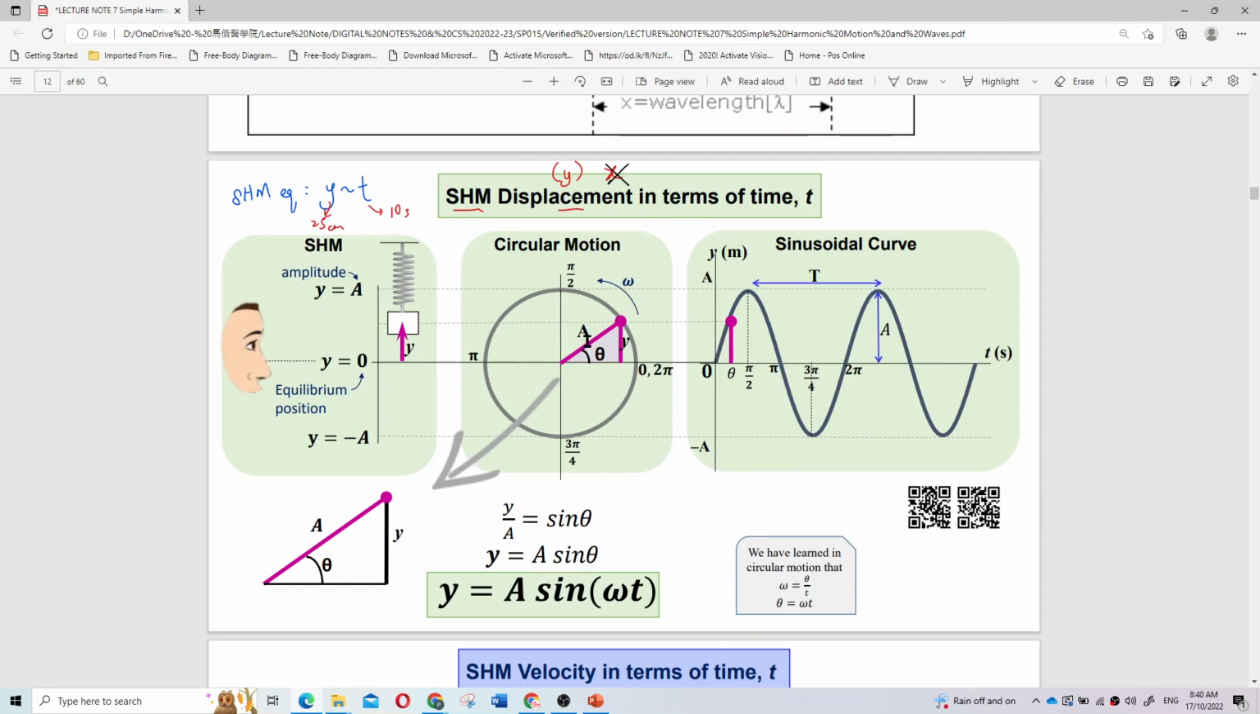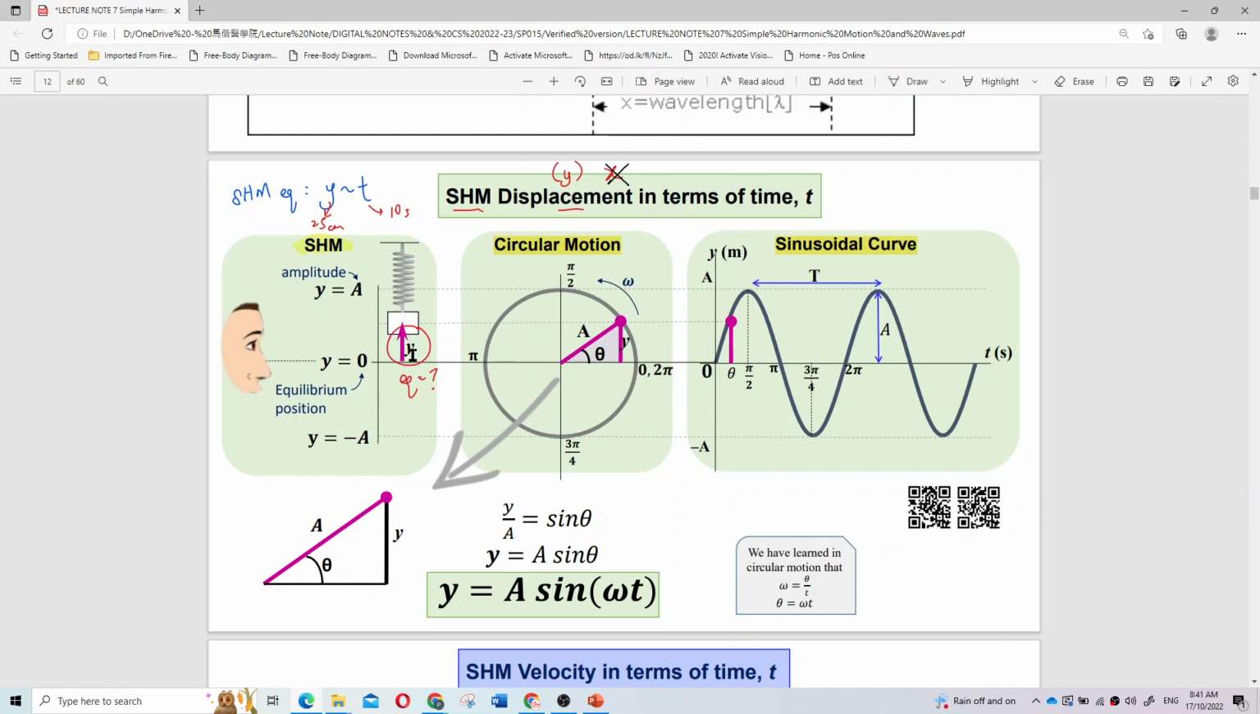But first, how to find the displacement equation for simple harmonic motion? The displacement versus time equation. So look carefully. That's why we need to relate simple harmonic motion to circular motion and then to the sinusoidal curve. Three things we need to pay attention to. Our focus here is to find this displacement equation. We want to know this equation. But how?